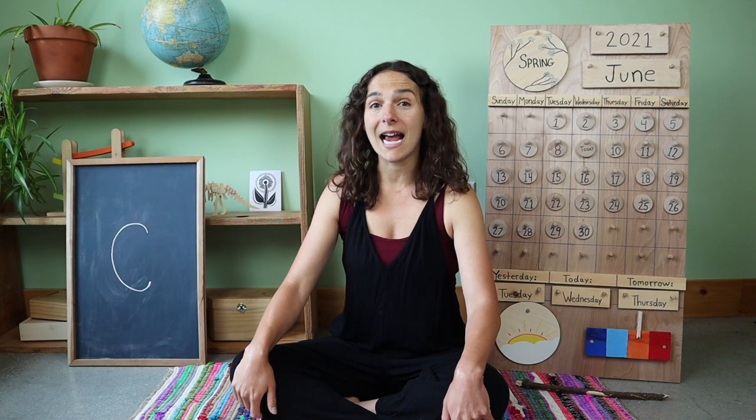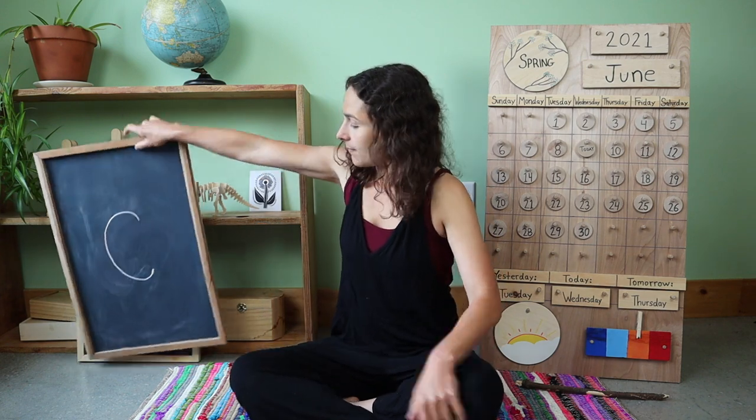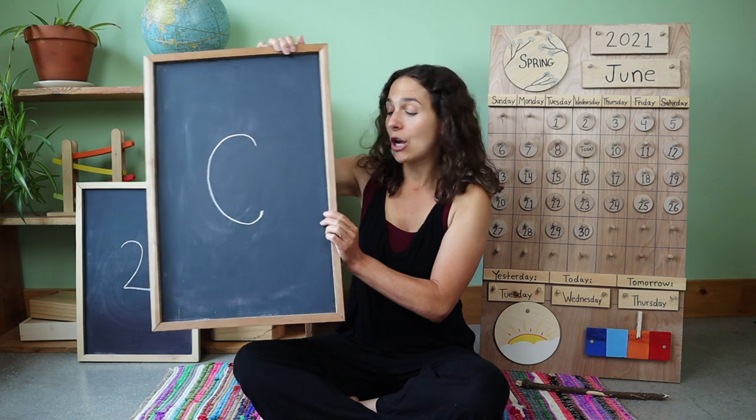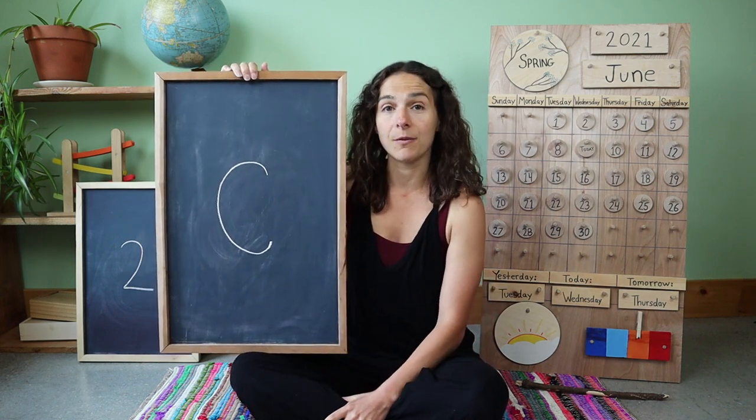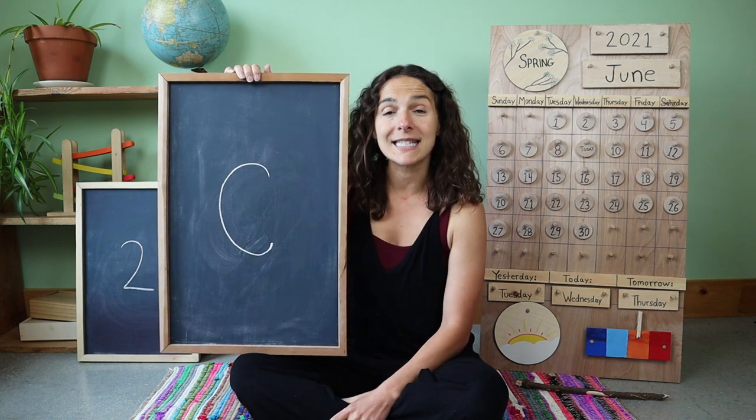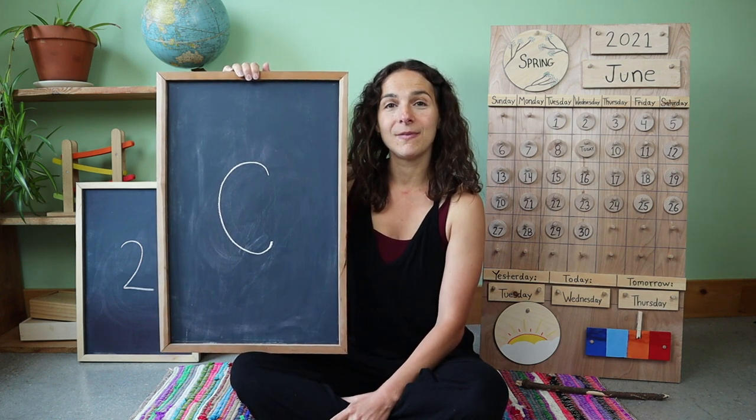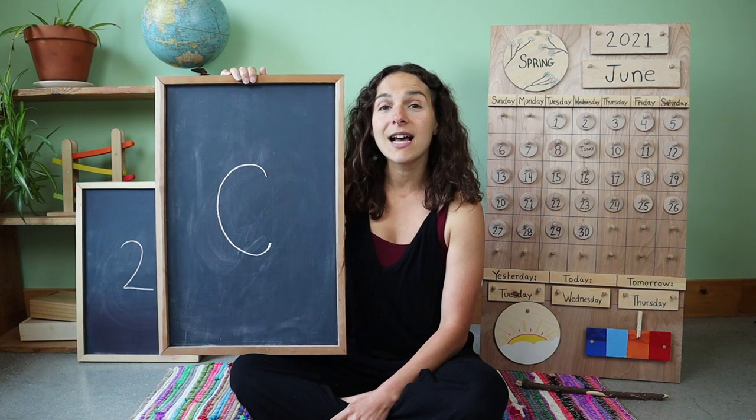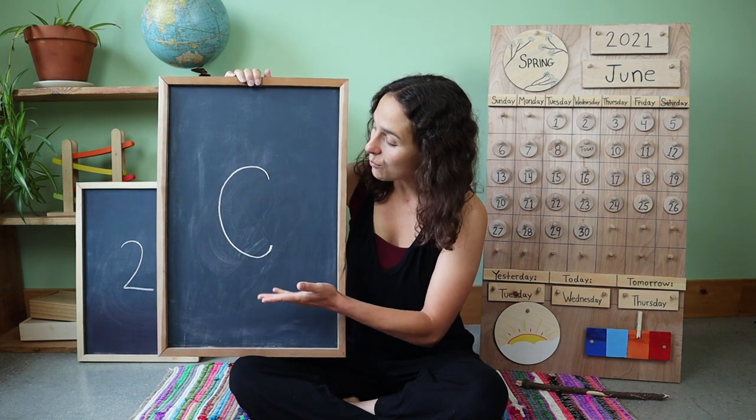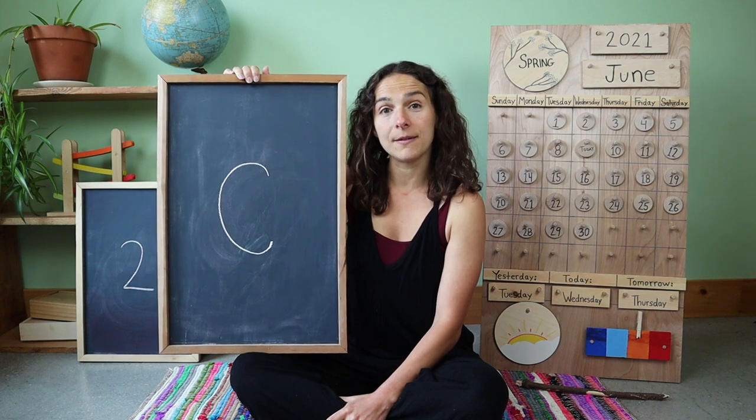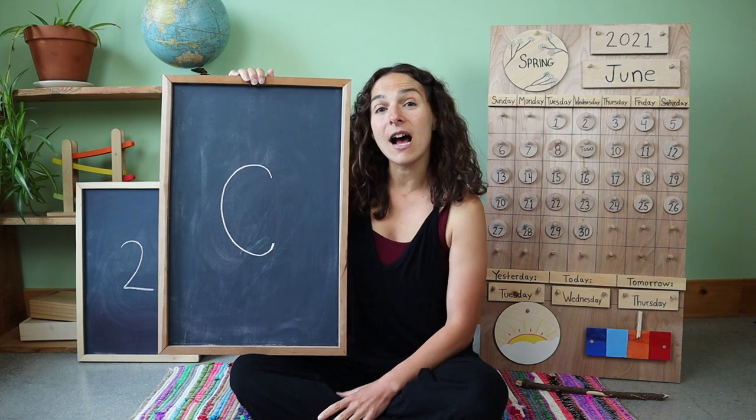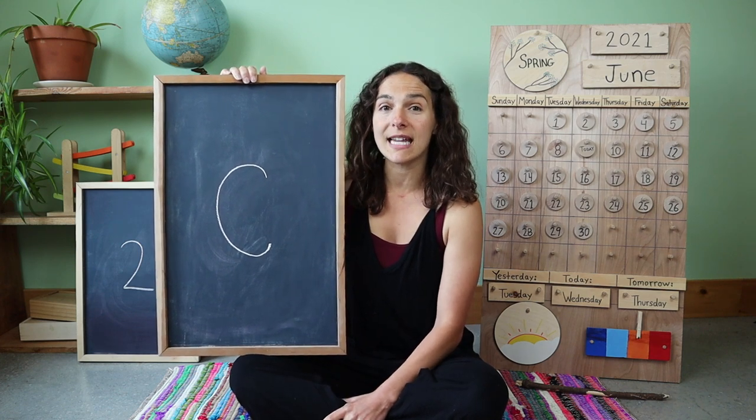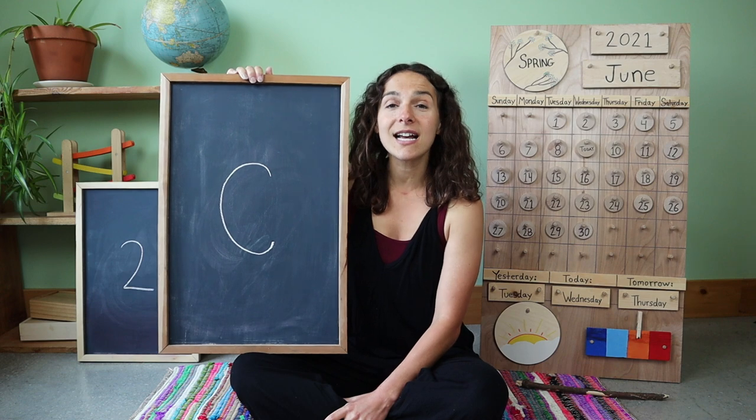And now let's move on to the letter, the number, and the sign of the week. This week, we have been talking all about this uppercase letter. Do you remember the sound that this letter makes? K. K. That's right, friends. And what is this letter called? C. This is an uppercase or a capital C. C says K.